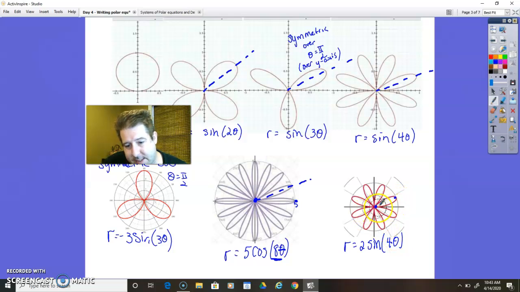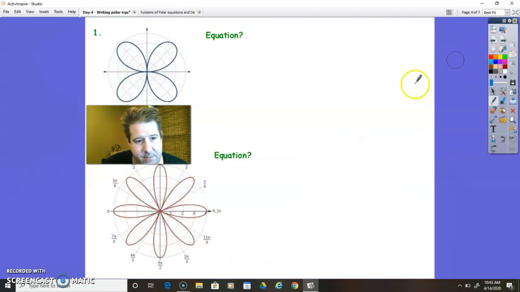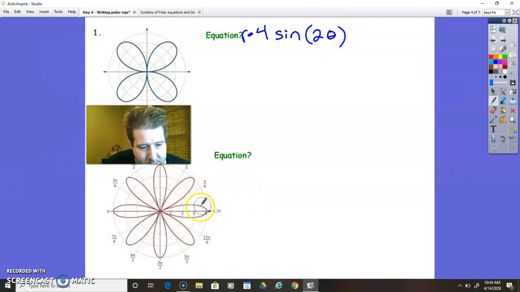It's sine because it does not start along the x-axis, and it's 4 because there's 8 petals, and whenever it's an even number, it's always double that. Hopefully I didn't leave these with answers. Okay, good. So this one, we know this is a sine function. Well, first of all, 1, 2, 3, 4. So I know it's r equals 4, which is the length of the flower. It's a 45-degree angle, so I know it's exactly sine of double angle, because double that, since it's an even number, is 4 petals.